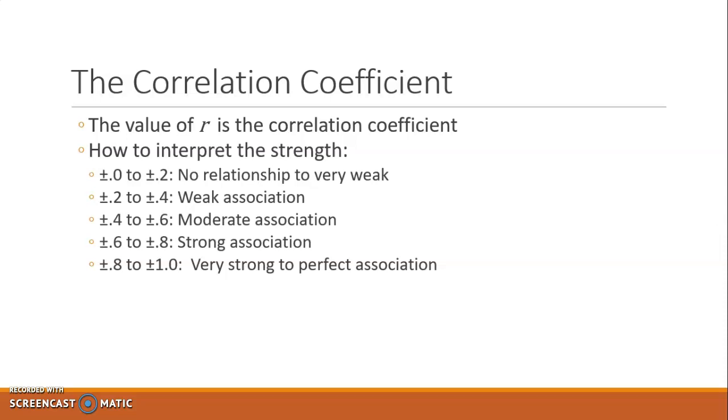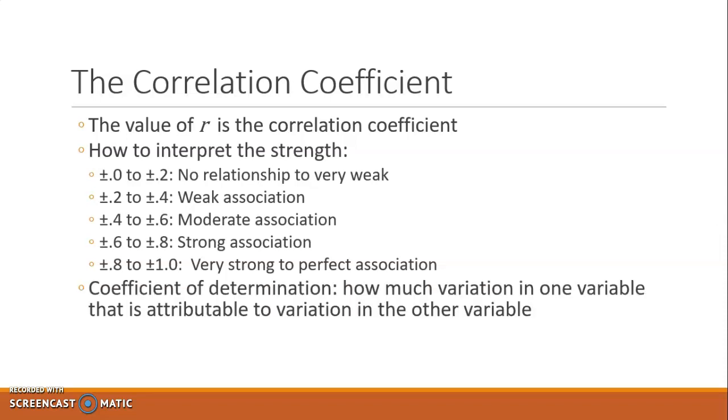Now, what in a way is even more interesting than R in telling us the strength of the correlation is what's called the coefficient of determination. The coefficient of determination lets you know how much variation in one variable is attributable to variation in the other variable. So how much variation in X is attributable to variation in Y and vice versa. The way to find that is, first of all, you find R. You square it, and if you multiply it by 100 and put a percentage mark after it, that'll give you the percentage.